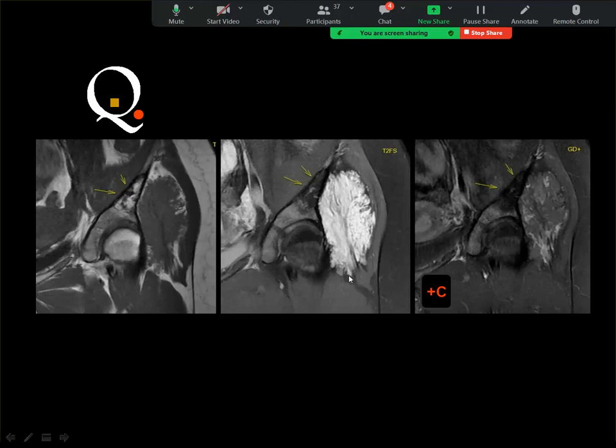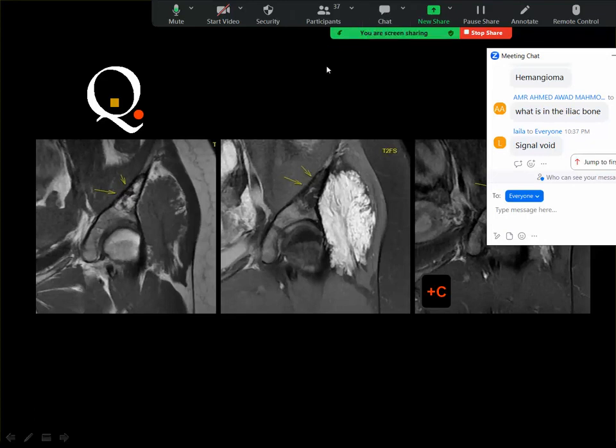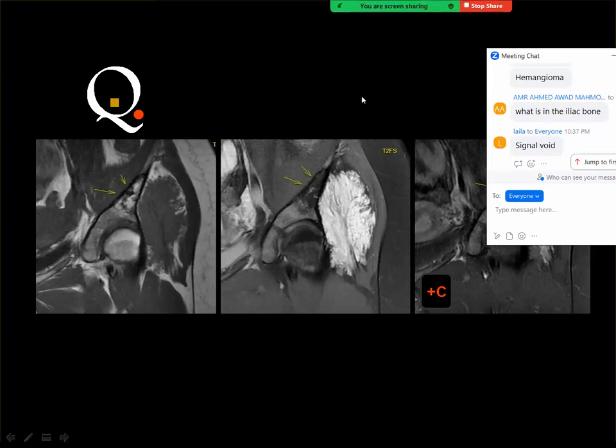And nothing of the soft tissue tumors can reach this very high signal in the T2 weighted images except the hemangioma. Yes, and this is what is the iliac bone is just a reaction to the presence of the tumor adjacent to it, and this reaction is of bright signal in the T1 and dark signal in the T2 weighted images.